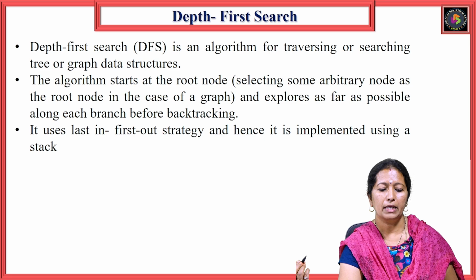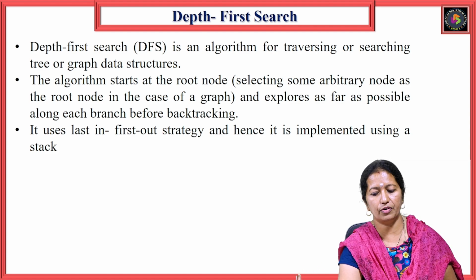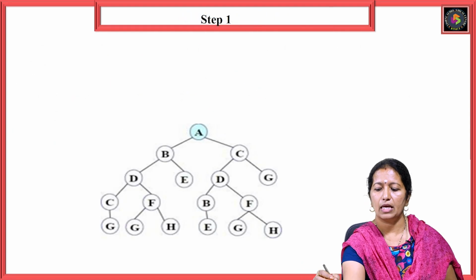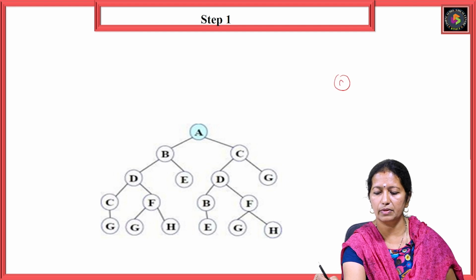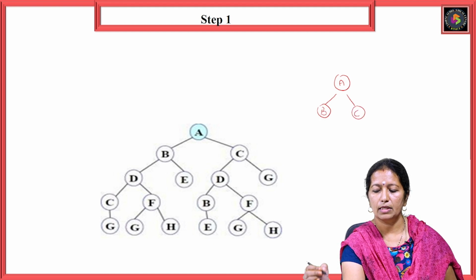So in DFS, it starts at a root node, explores as far as possible, and once you reach your destination, I mean the goal state, then you go back. You go back to your source. It is implemented using the stack method. For example, in the given graph, I have to travel from A. This is my initial state. From the initial state, I have to reach the goal state. So where is my neighboring node? Here my neighboring nodes are B and C.